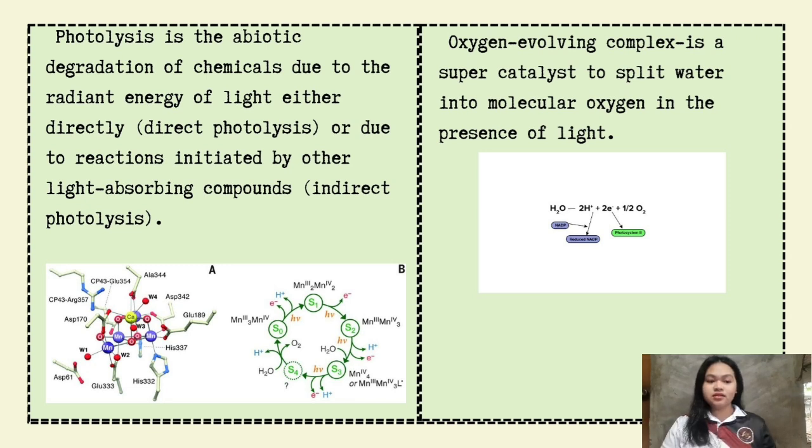And the next is the oxygen evolving complex, which is a supercatalyst that splits water into molecular oxygen in the presence of light. The oxygen evolving complex is a cluster of 4 manganese, 1 calcium, and 4 oxygen atoms, which helps the process of photolysis go faster and transfer electrons to photosystem 2.